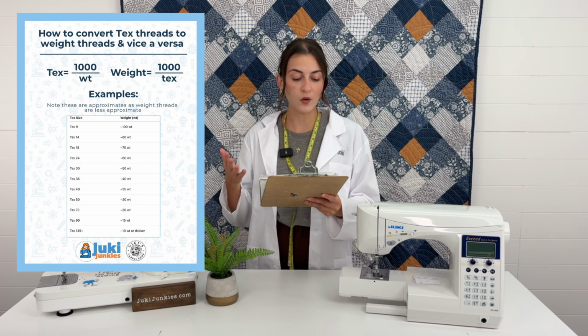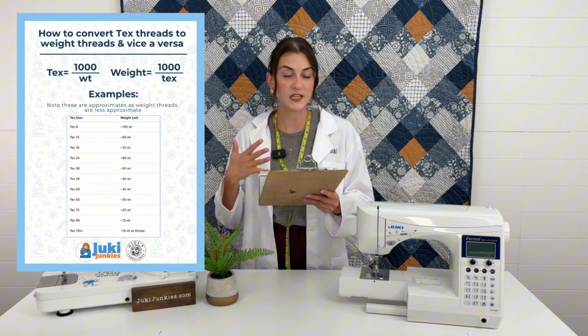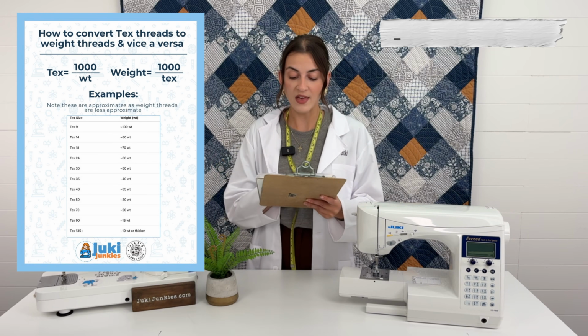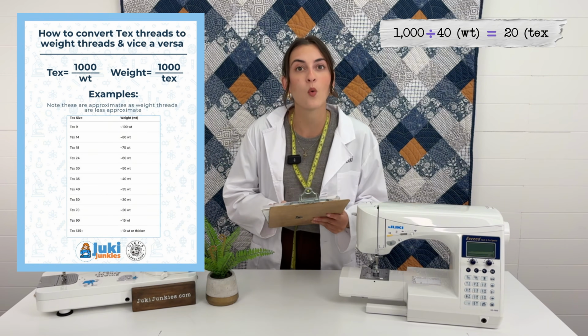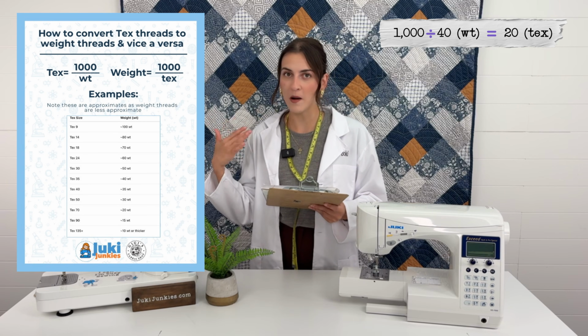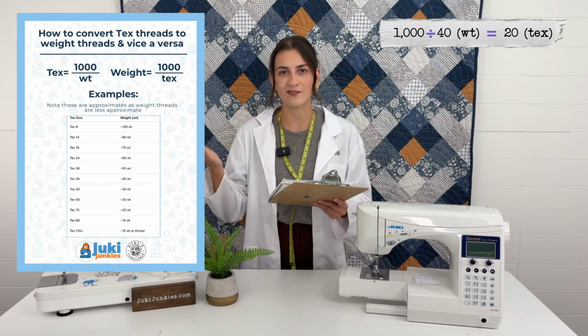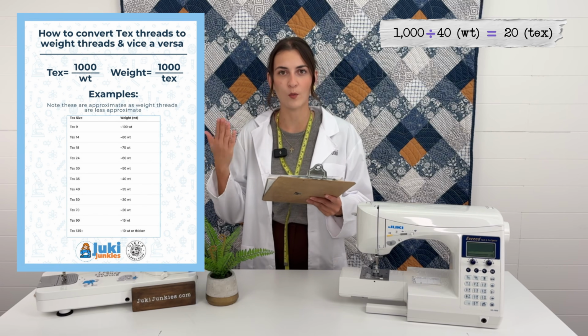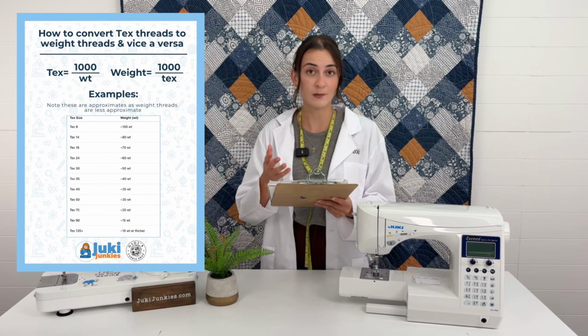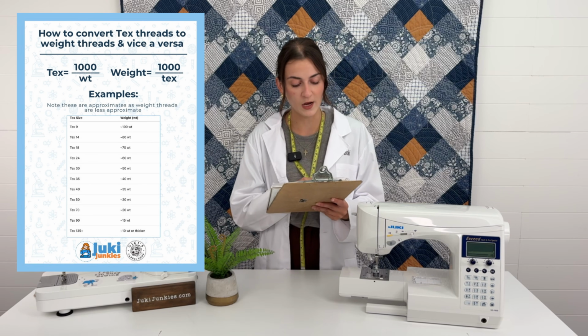So another example, a weight thread that's 40, so much like Glide 40, that's going to convert to a Tex 20. So again, remember how I mentioned, we always think Tex means a super industrial type of thread. There's a wide variety of Tex threads. It's just a different system that we're all not necessarily used to. Some of you might be, depending on where you are watching this video.